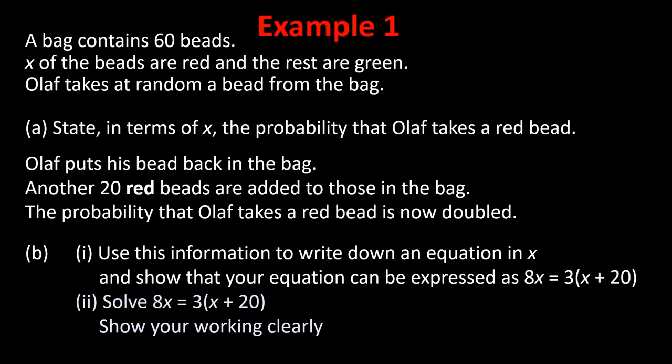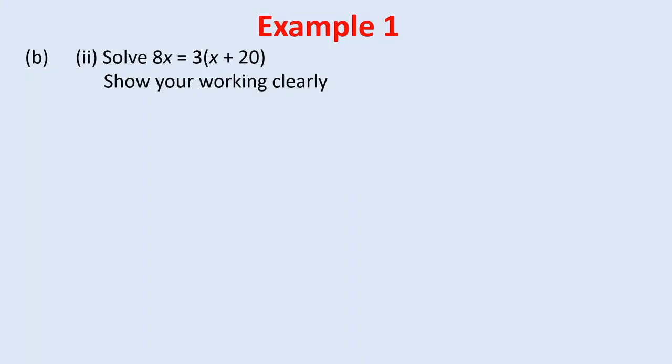Part BII asks us to solve the equation 8x equals 3 bracket x plus 20 and show your working clearly. Now, the thing I love about these questions, even if you couldn't find the equation given in part BI, they gave it to us so that we could work through it in part BII. So we've already got the equation 8x equals 3 bracket x plus 20. We just need to solve it. And make sure you show your working clearly. Don't try and show off and do this without showing working. The examiner will not be impressed. You need to show all steps of working.